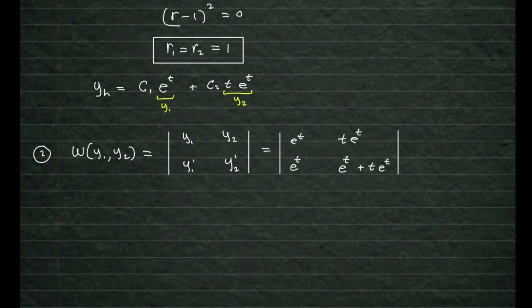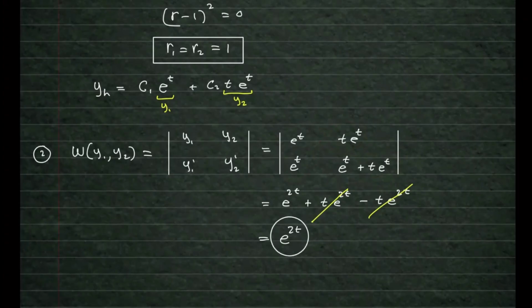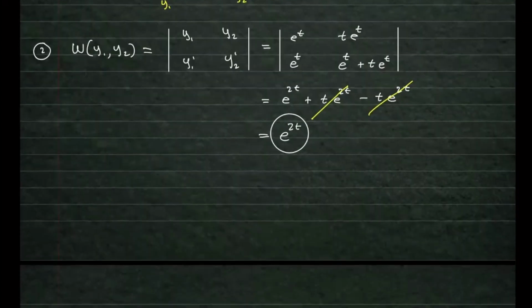Now we multiply this times that. So that's going to give us e to the t times e to the t, that's e to the 2t, plus, and then t e to the 2t by distribution. And then we subtract the product of these guys, which will be minus t e to the 2t. And here, as you can see, these guys will cancel out. Our Wronskian comes out to be e to the 2t. All right, so let's hold on to that. That's going to be used in our formulas for determining u and v.